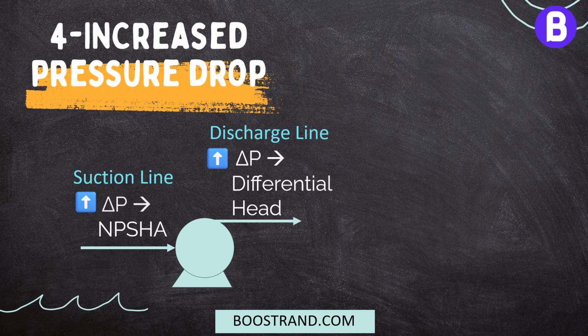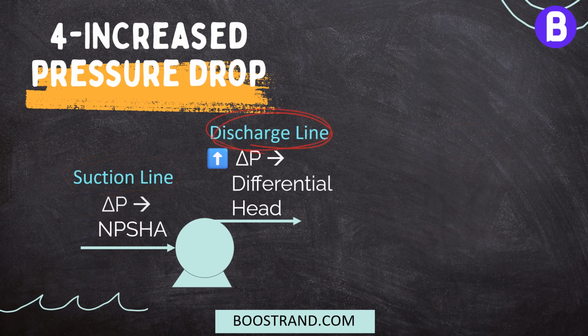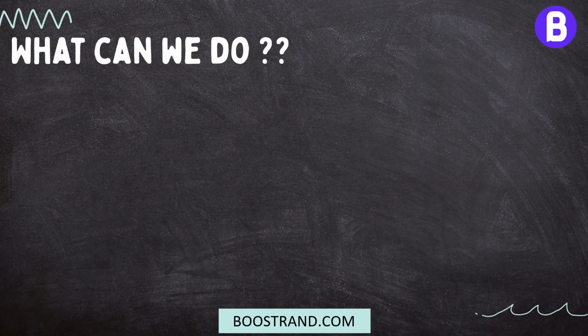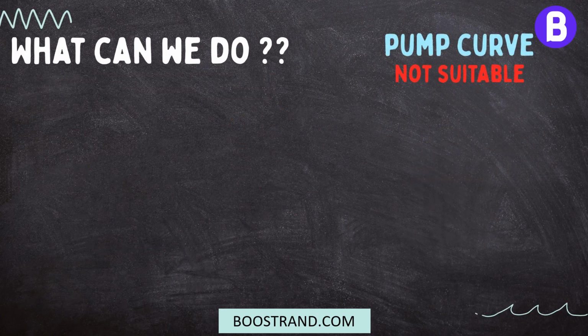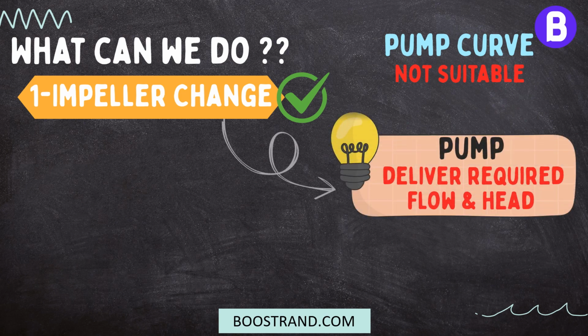When talking about the suction line, a higher pressure drop shall lead to less available NPSH, which can lead to pump cavitation. On the other hand, a higher pressure drop in the discharge line would lead to a higher required pump head, which can lead to a reduced flow. If the pump curve is not suitable for the new operating conditions, it may be necessary to change the pump impellers. This will help to ensure that the pump can deliver the required flow and head.